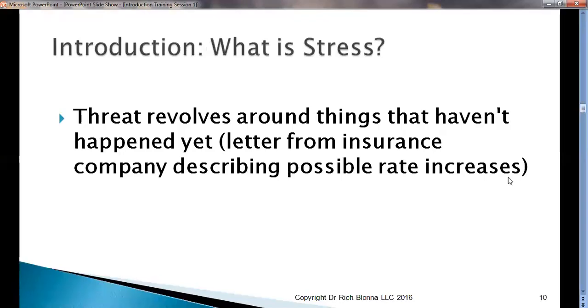So we could use a letter from your insurance company describing a possible rate increase as something that's a potential threat. Right? You get this letter from your insurance company, and if you're like me, anytime you see anything coming from your insurance company, or your health insurance in particular, it's like, oh God, what's going on? What problem is this going to bring? So you get this letter from your insurance company. It says, we're probably going to raise your auto insurance rates by anywhere from 20 to 50%, right? So that's threatening. It hasn't happened yet, but the letter's saying it might happen.